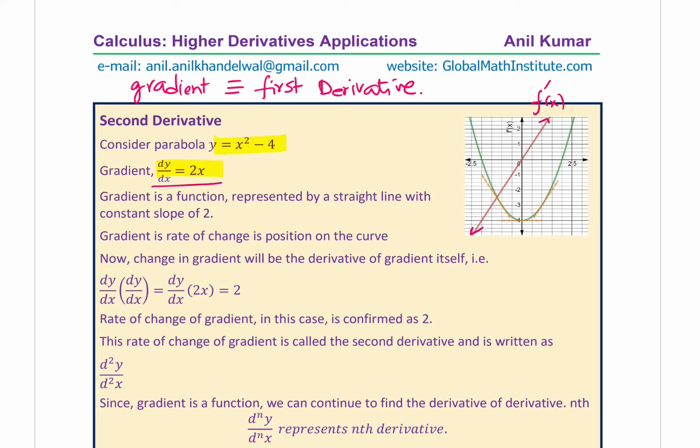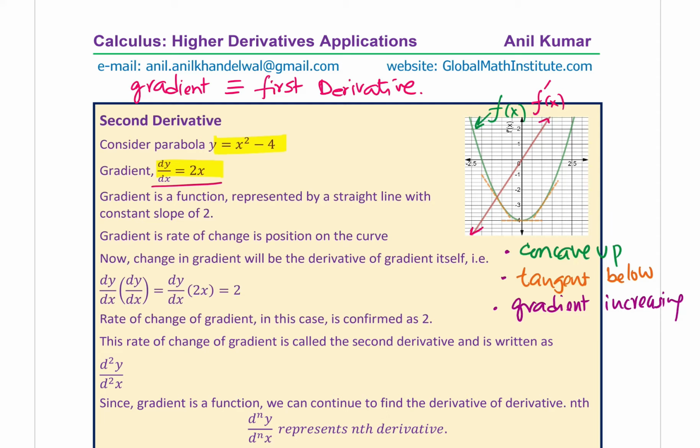Now here you notice two things. One, it is concave up, right? The graph is concave up, and then you see tangent below. And third thing which you notice is gradient rising. Correct? The line slope is positive 2. So gradient is rising. So whenever you have a graph which is concave up, the tangent will be below and the gradient will be increasing. Now gradient rising means rate of change of gradient will be a constant.